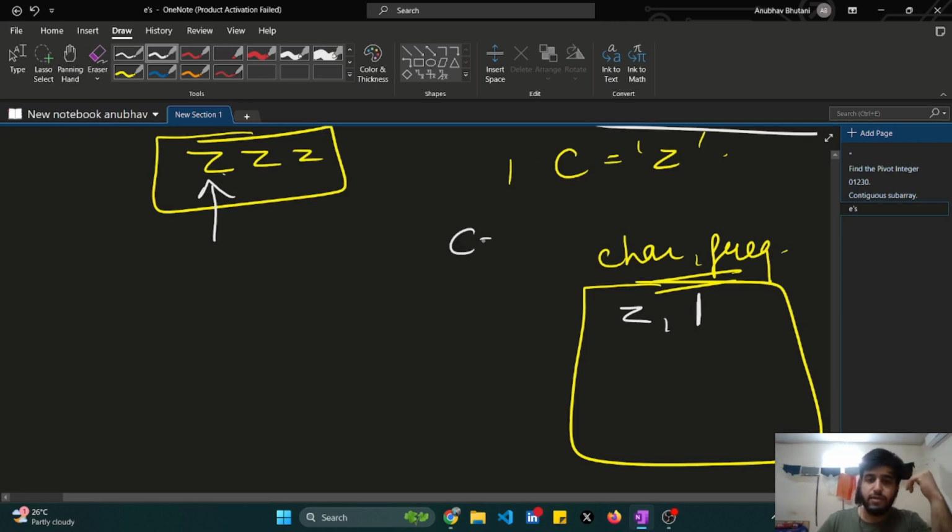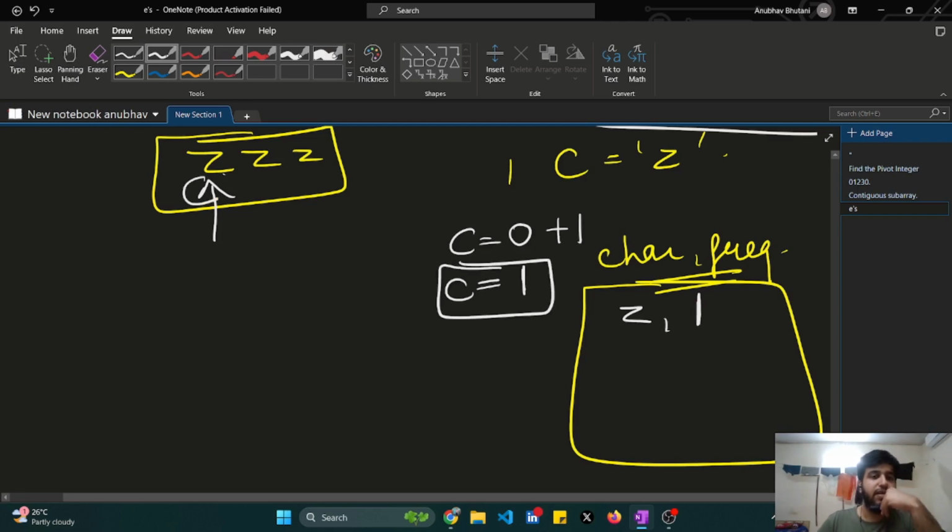Yes, it is equal to c. So my counter would be incremented by 1. I come to the second index, I just store it, I'll increase my occurrence, and I'll check in my map whether it is present. Yes. So 1 plus 2 becomes 3. So my counter becomes 3.